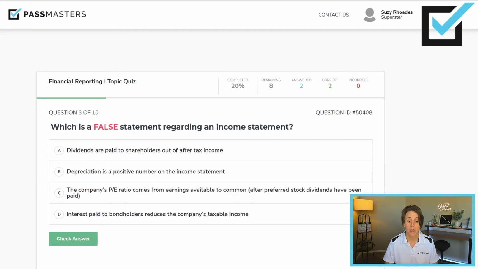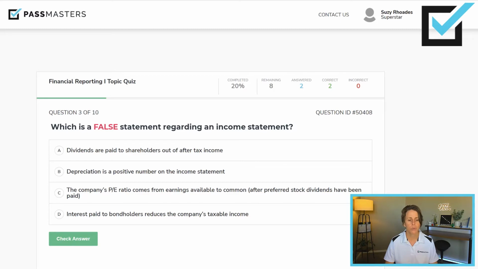The company's PE ratio comes from earnings available to common after preferred stock dividends have been paid. That is true. The test loves that. Interest paid to bondholders reduces the company's taxable income. True. When you have a business and you pay interest to bondholders, that is a tax deductible expense. So it has the effect of lowering a company's taxable income, interest paid to bondholders.